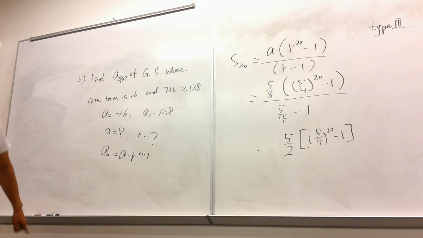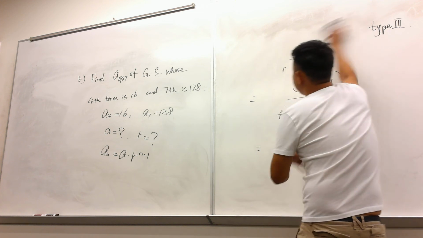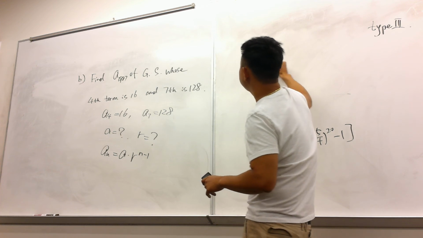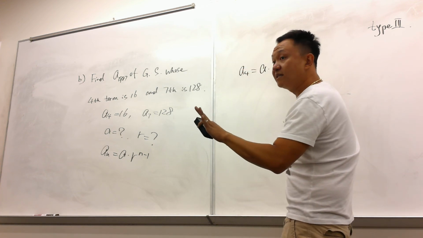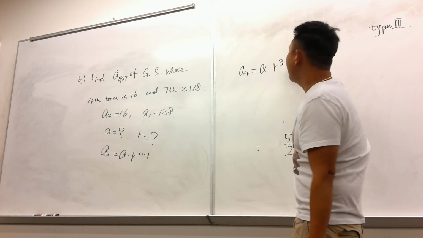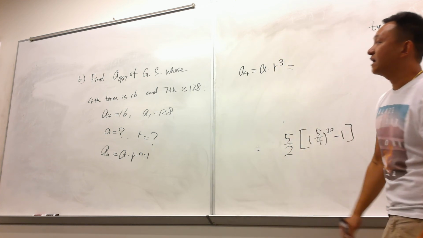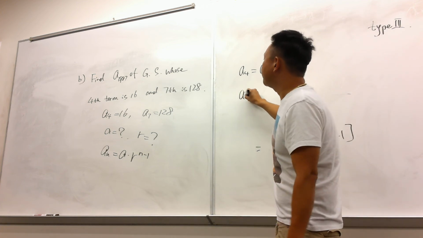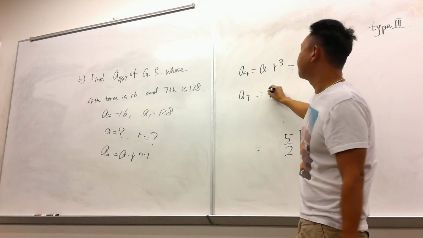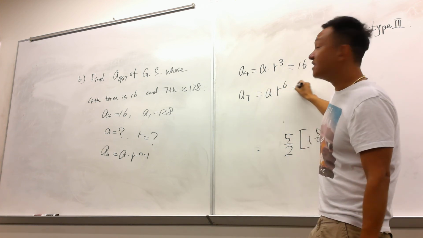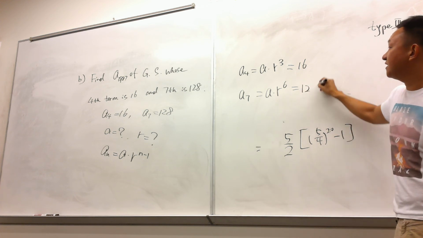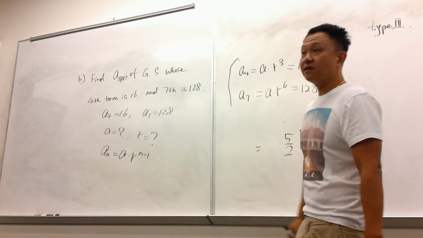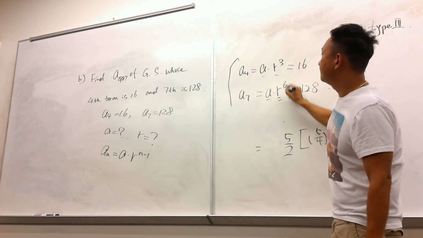What I mean is the following, guys. I'm going to represent A4 using the general formula. Namely, A sub 4 equals A, the first term, times R to the power of 4 minus 1, which gives me 3. Then A times R cubed equals A4, which is 16. And then I'm going to represent A7 also using the general formula, which is A times R to the power of 6, and this equals 128. And guys, what you are looking at now is a system of equations with respect to two variables.